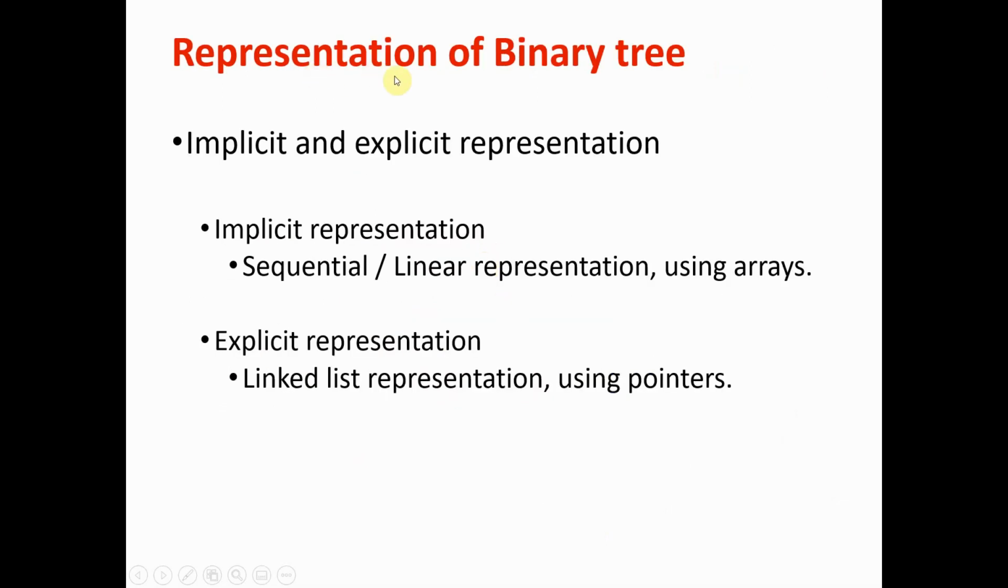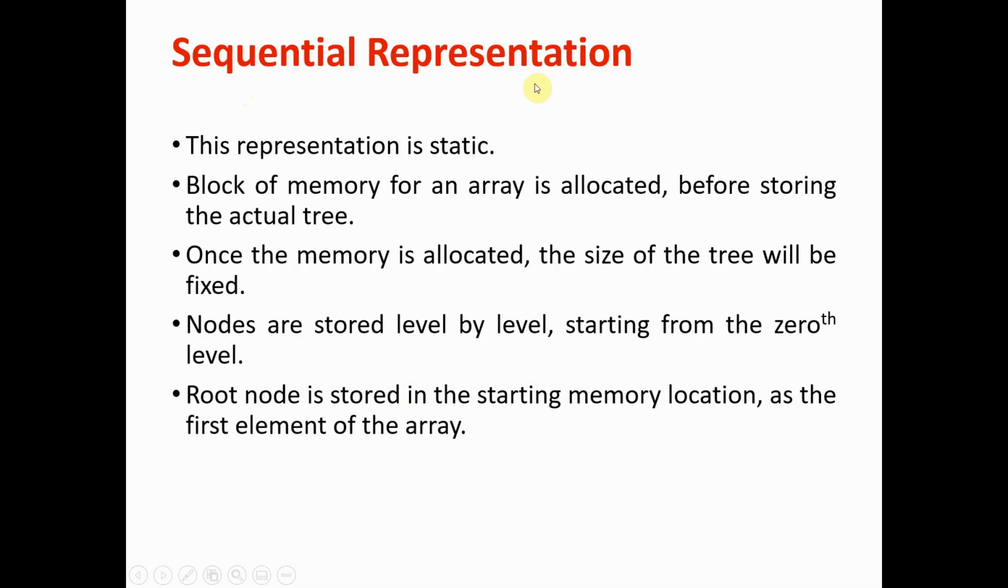How can we represent a binary tree? There are two different representation methods. One is called implicit representation, or sequential linear representation using arrays, and the other is explicit representation using linked representation, similar to what we had in a doubly linked list using pointers. Let's first go through the array representation. This representation is static. You just allocate a block of memory before storing the actual tree. And once the memory is allocated, the size of the tree will be fixed.